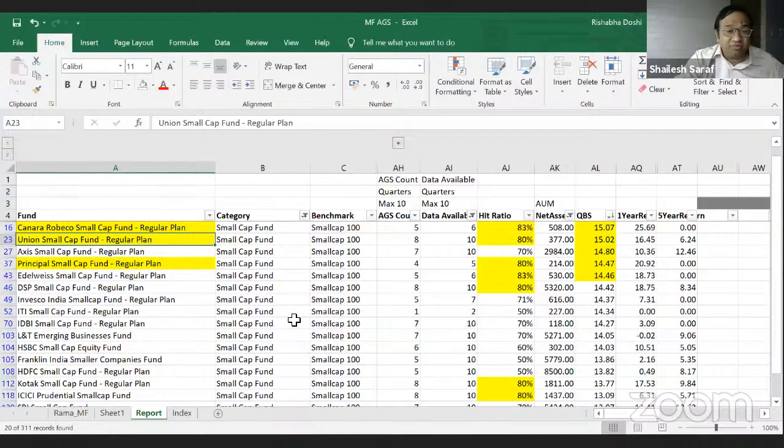Okay, so Union Value is of which house? Union Bank. Union Bank. It's a great fund. The top fund manager Vinay Pahadia has shifted from Invesco to Union, and he's doing very well. He's a great fund manager, Mr. Vinay Pahadia, who's always beating the benchmark.